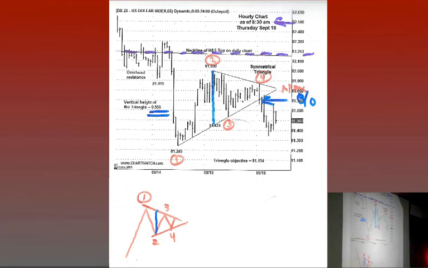If I subtracted these two distances correctly, it's 0.556. We're going to take that distance and subtract it from where the neckline, the lower boundary line of the triangle, was broken. And when I make that subtraction, I get a downside measuring objective to 81.15 and a half.